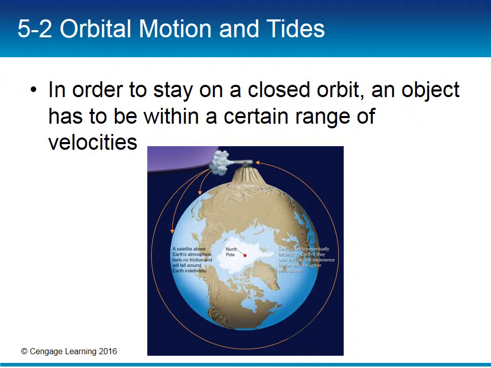In order to stay on a closed orbit, an object has to be within a certain range of velocities. A satellite above Earth's atmosphere feels no friction and will fall around Earth indefinitely. Earth satellites eventually fall back to Earth if they orbit too low and experience friction with the upper atmosphere.